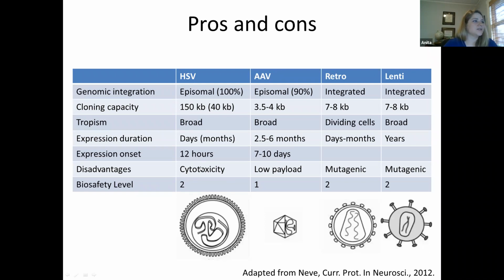What are the disadvantages? So HSV does cause some immune response, so it can be a little bit toxic to the cells. AAV is not toxic, but it has a very low payload. And there can be some episomal expression. Because these actually do integrate into the genome, they can be mutagenic, both retrovirus and lentivirus. And then for practical reasons, you might want to choose them based on what the BSL level is, what you're cleared for. So HSVs, retros, and lentis are all BSL2s. They have extra precautions in place. AAV is BSL1.